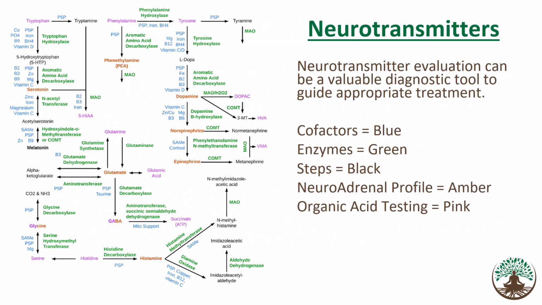Neurotransmitter evaluation can be a valuable diagnostic tool to guide appropriate treatment. I often ask the question, if our goal with psychotropics is to modify neurotransmitter activity and concentrations, how are these synthesized in the first place? Is there a way to support the modification of neurotransmission outside of the utilization of pharmaceuticals?